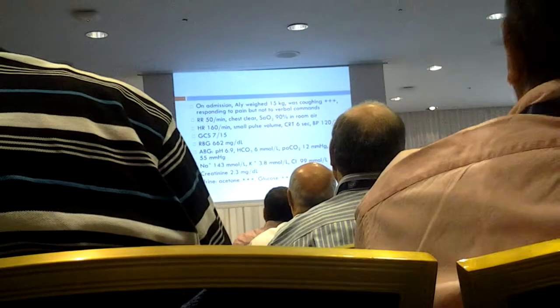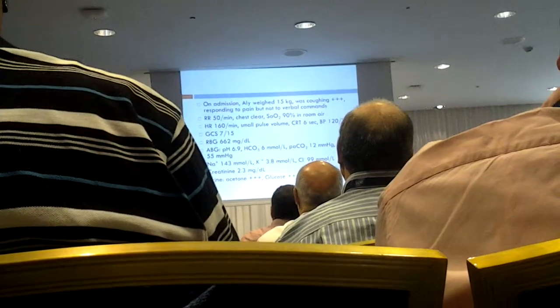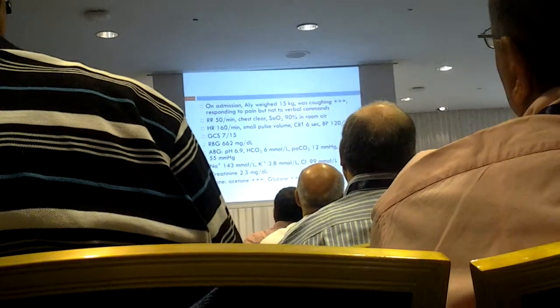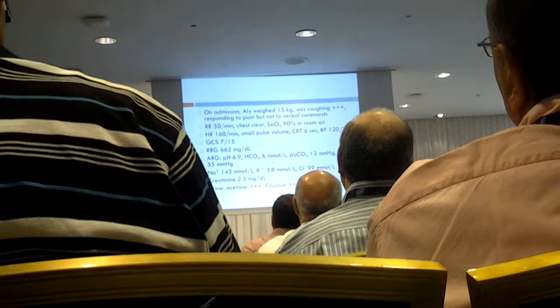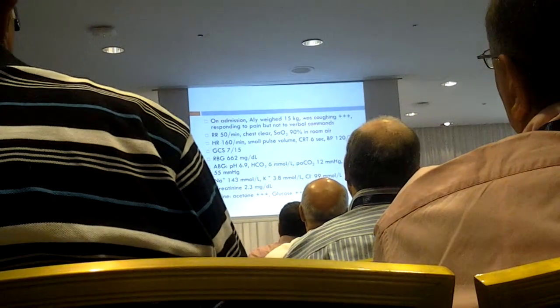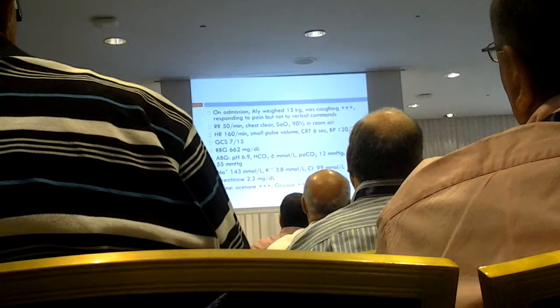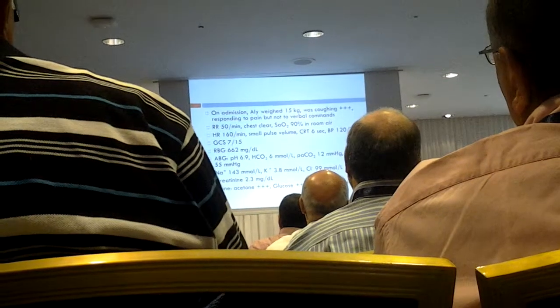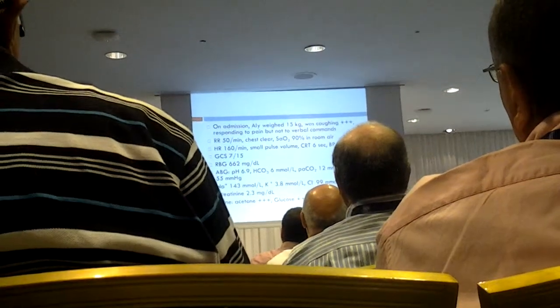So that child came in, responding to pain but not to command. He was a bit tachycardic, with small blood volume, but maintaining a good blood pressure, and his GCS was really poor. You can see the numbers on his arterial blood gases with severe metabolic acidosis, high creatinine, with the classical glucose and acetone in the system.